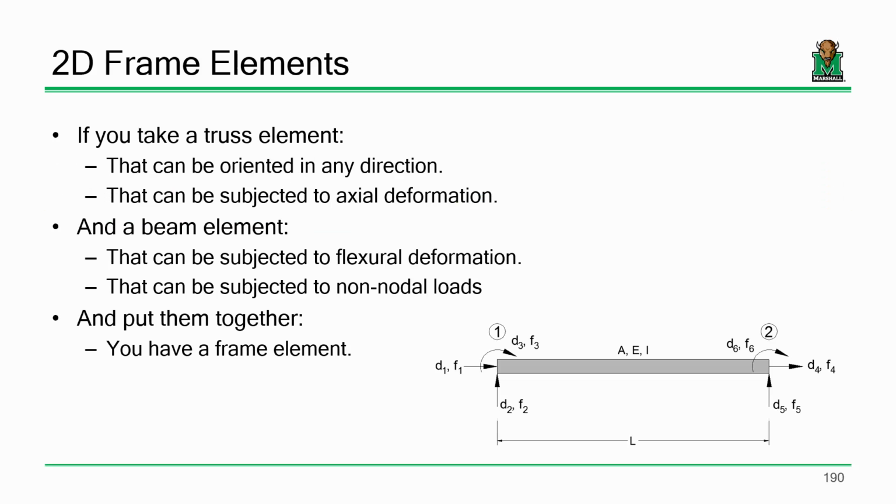So what's the deal with a frame element? If you take a truss element, what makes truss elements complicated? The fact that they can be oriented in any direction, and from a mechanics perspective, that they can be subjected to axial deformation. And then you say, all right, let's take that and add to it the issues associated with beam elements, the fact that beams can bend and that they are subjected to flexural deformations. You put them together, you have a frame element. So with a frame element, we're considering everything. We're considering horizontal translation, vertical translation, and rotation at each joint.